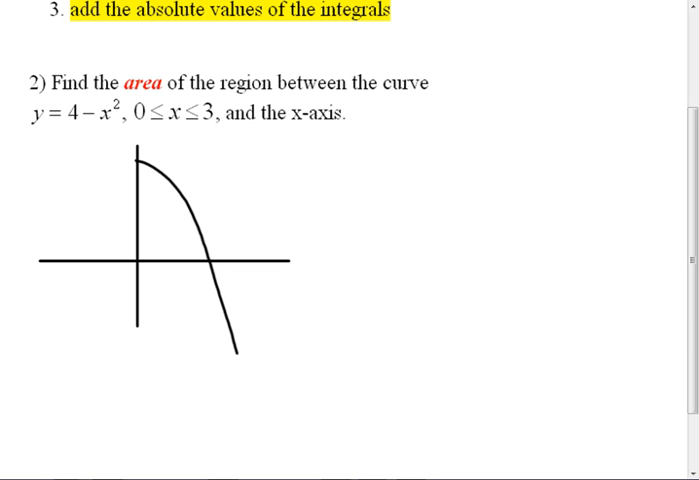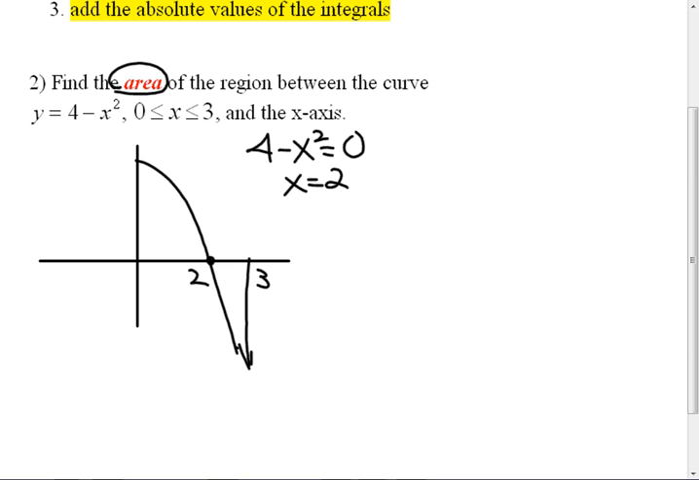Okay, this is 0. Where is this? Stephen, where is it? Why is it 2? Because 4 minus x squared is equal to 0, and so x is equal to 2. Okay, but I want to find the area, not the integral, from 0 to 3. It's supposed to be a triangle.